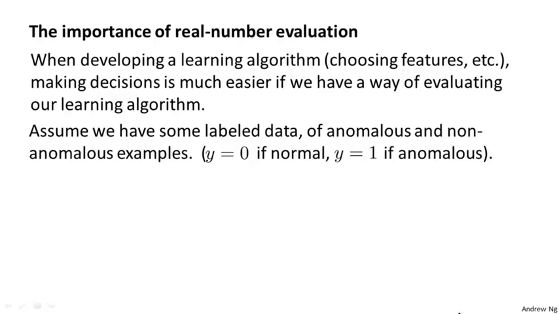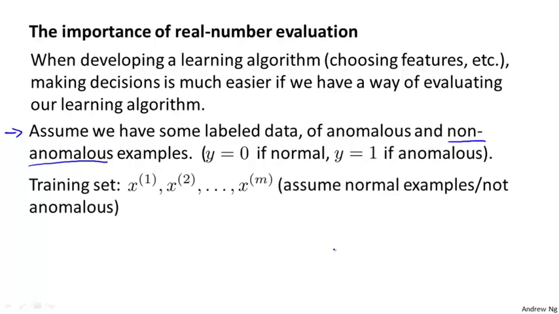So taking the aircraft engine example again, let's say that you have some labeled data of a few anomalous examples of aircraft engines that were manufactured in the past and turned out to be anomalous, flawed or strange in some way. And let's say we also have some non-anomalous examples, some perfectly okay examples. So I'm going to use y equals 0 to denote the normal or non-anomalous examples, and y equals 1 to denote the anomalous examples.